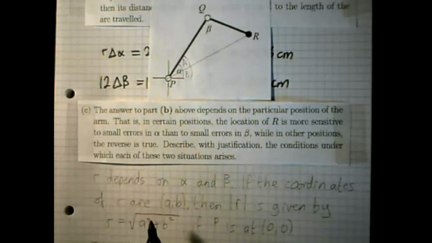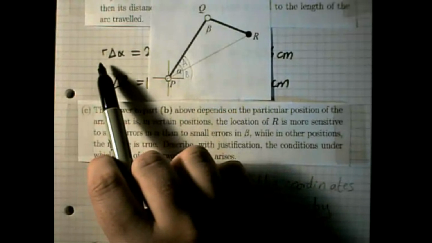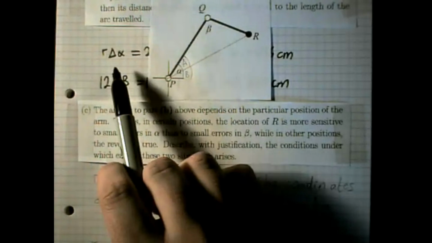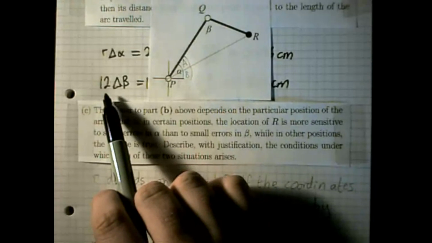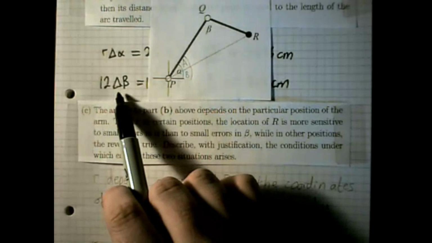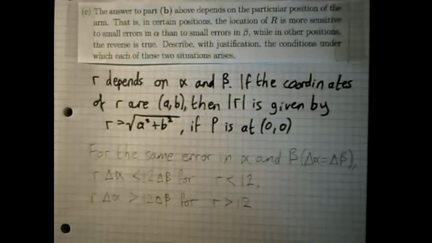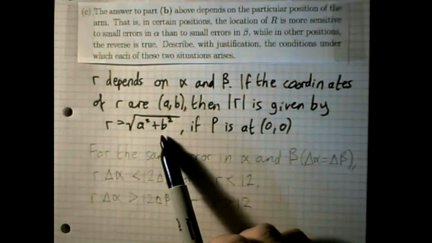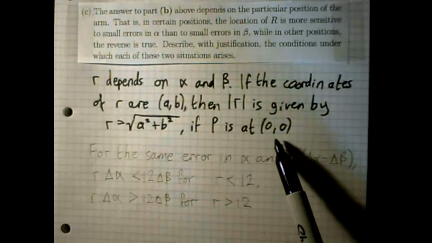Just remember then that we said that the location error in r in terms of alpha is given by the length of this distance pr times the error in alpha, and the location error in r in terms of beta is given by 12 times the angle error in beta. Firstly, I'm going to clarify what I mean by the small letter r, it's the distance pr. It's given by this here, the square root of a squared plus b squared, where the coordinates of r are a and b, and p is at the origin.